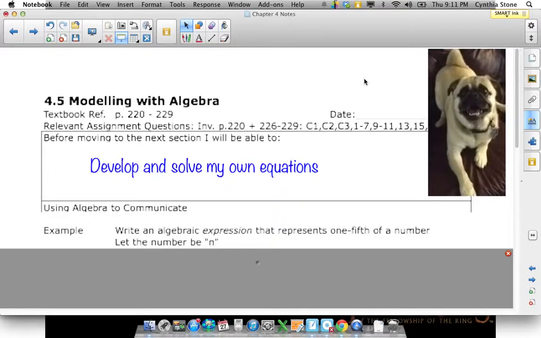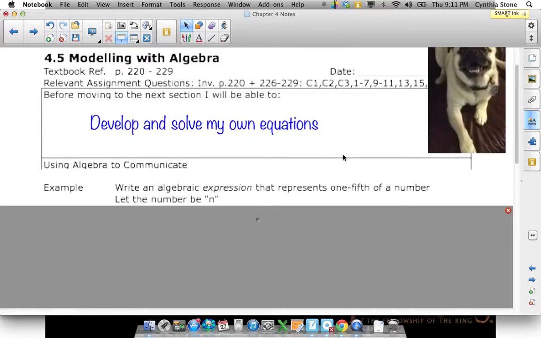The grade 9 academic course, Modeling with Algebra. The goal for today is to develop and solve your own equation. So the solving part's actually fairly easy in this section compared to some that you've done. It's the developing that's difficult. That's the skill we're working on. We're going to take word sentences and turn them into math sentences, and it will involve an equation.